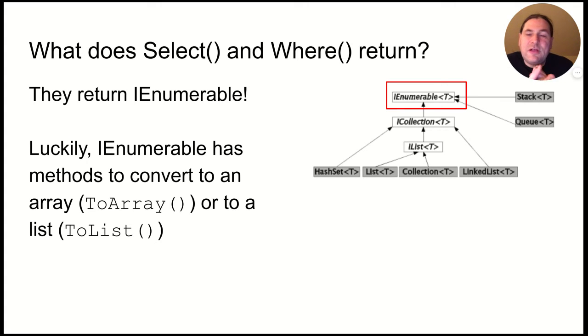So this is where this collections hierarchy comes in. What do these things return? Select and where, what should they return? They actually return IEnumerable, because that's kind of all we need to know, that it's something that you could enumerate over. Now, IEnumerable, luckily, has built-in methods to convert to array or to list. Because if something's enumerable, that means I can iterate over it. Well, anything I can iterate over, as I'm iterating over it, I could be sticking everything into a list. So these are pretty trivial methods to implement.